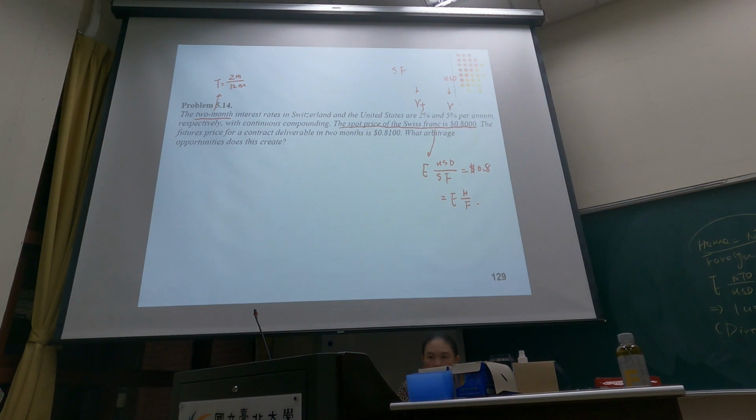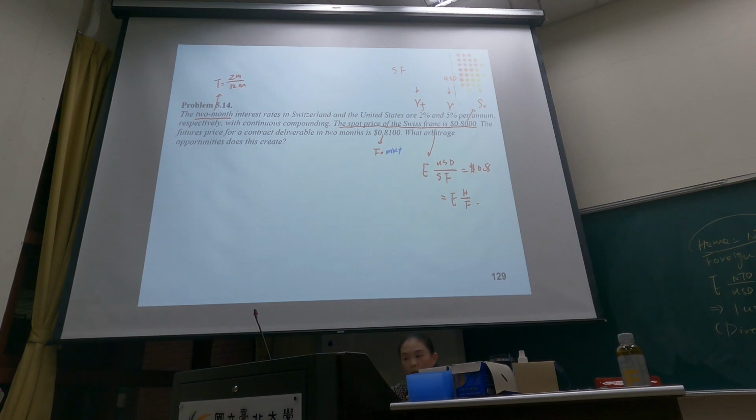So very importantly, in this formula, if you want to distinguish between home and foreign, you look at the exchange rate, which should be the direct quotation. Now that's the spot price, so write down that's the S0. The futures price for the contract deliverable in 2 months, that's F0. What arbitrage opportunity does it create? So now from the formula, remember, this F0 here is the market quotation.